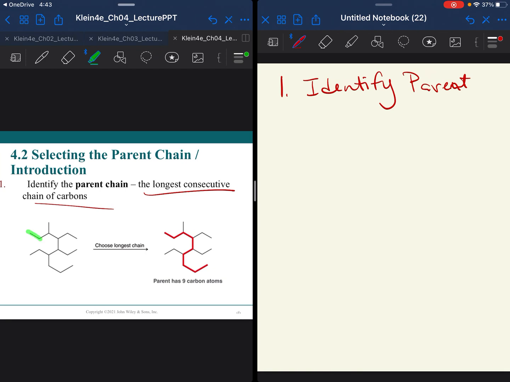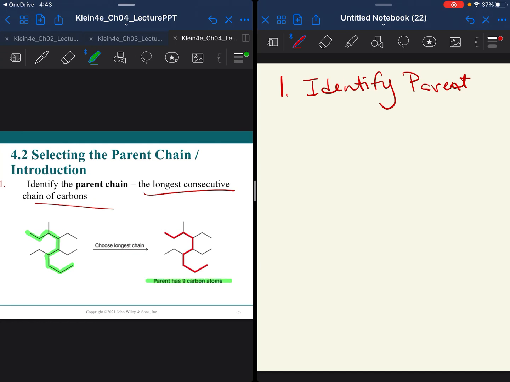If I go through and I go, okay, 1, 2, 3, 4, 5, 6. Okay, well, this compound looks like there's probably a chain with more than 6. So maybe let me start here. 1, 2, 3, 4, 5, 4, 5, 6, 7, 8. Okay, that's a good possibility. But I think I see somewhere where I could get even more. So we have 1, 2, 3, 4, 5, 6, 7, 8, 9. Now, I can go around a few other ways and double check, but 9 is the longest continuous chain.